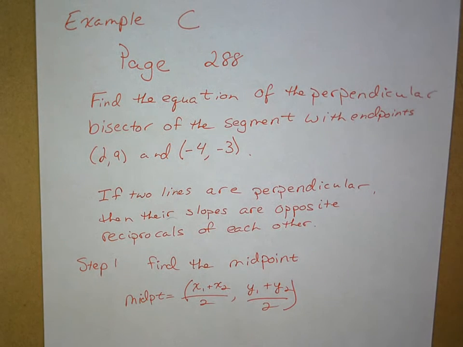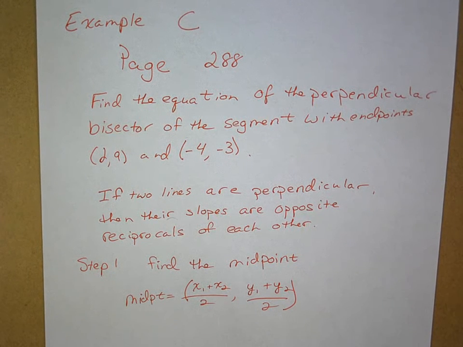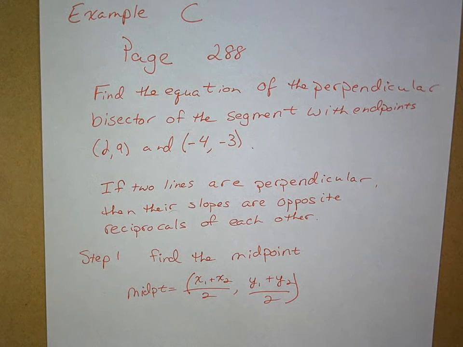Okay, guys, this is a continuation from the using your algebra skills 5, writing linear equations on pages 287 to 290. Okay, what we're going to do now is do example C together, page 288. Directions are to find the equation of the perpendicular bisector of the segment with endpoints (2, 9) and (-4, -3).